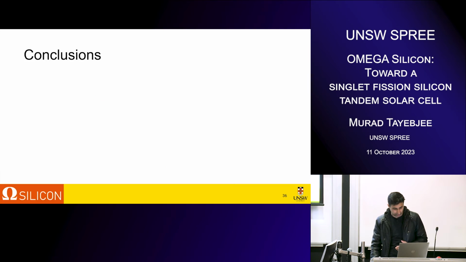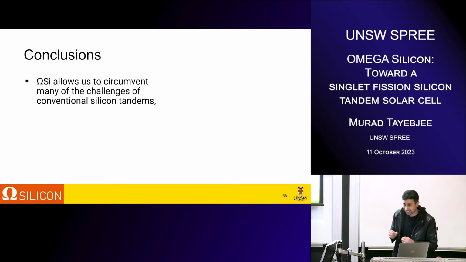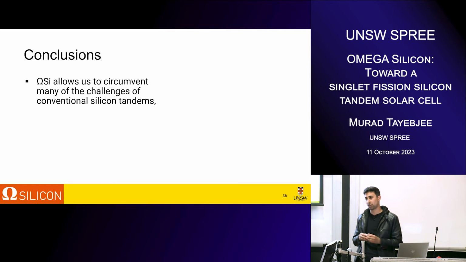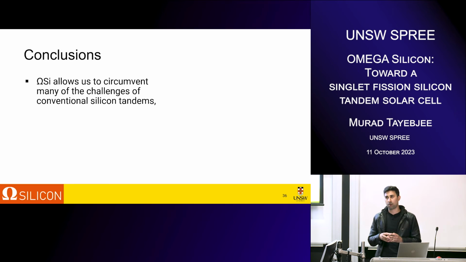I hope that you've all learned a little bit about singlet fission and what I've been doing for the last 10 years. I just wanted to take away a few conclusions, and then I'll wrap up. The first is that this technology allows us to circumvent many of the challenges of conventional silicon tandems. Mechanically stacked tandems or monolithic tandems all have their own challenges, and most of them have to do with the conduction of that top cell or making sure that you current or voltage match your top and bottom cells. We can circumvent that.